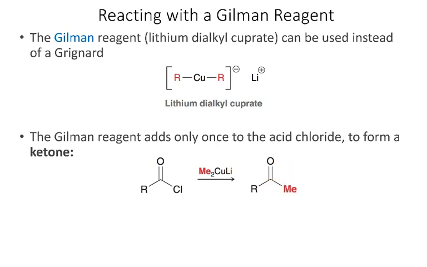In the case of the Gilman reagent, we are adding an alkyl group to our compound, but we don't go all the way to the alcohol. We only add one new R group and we stop at the ketone.